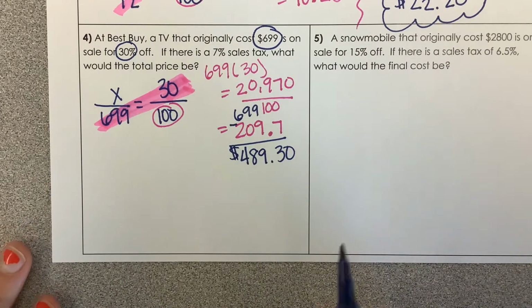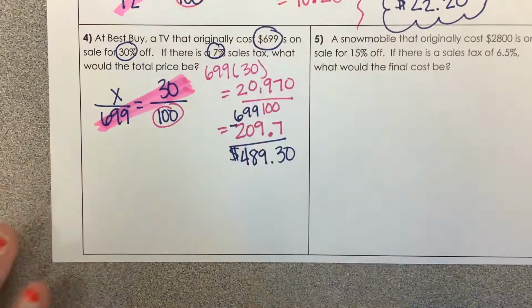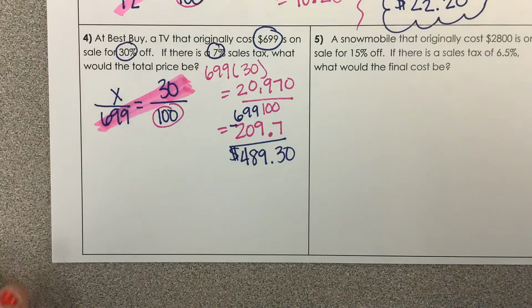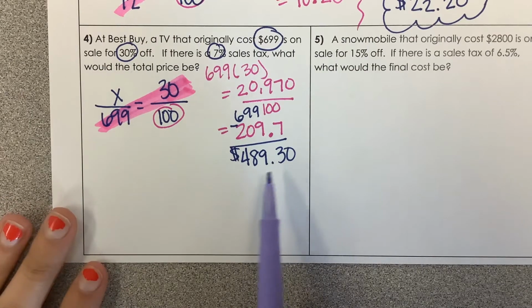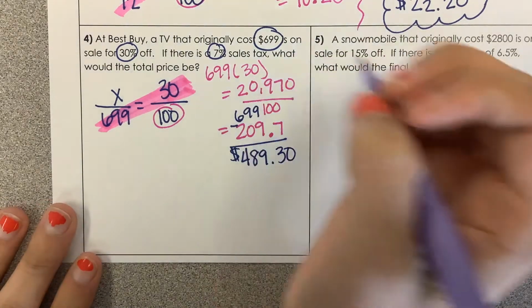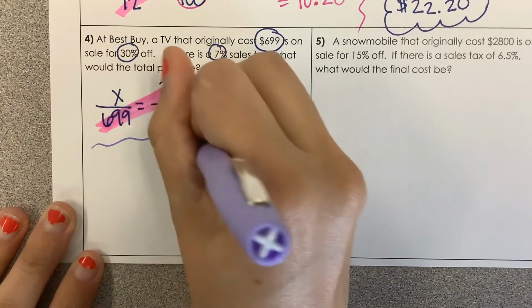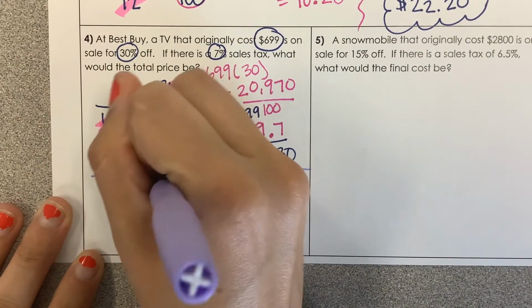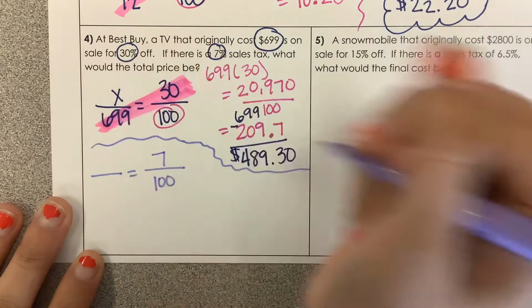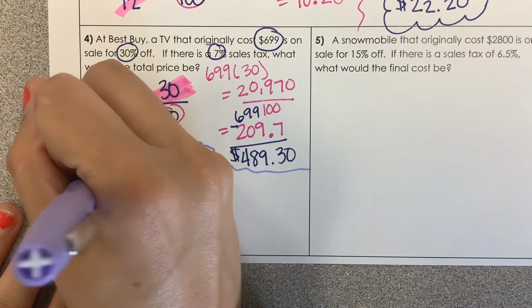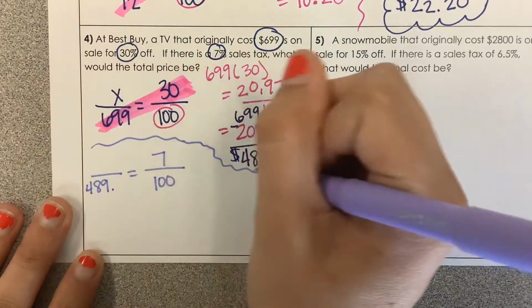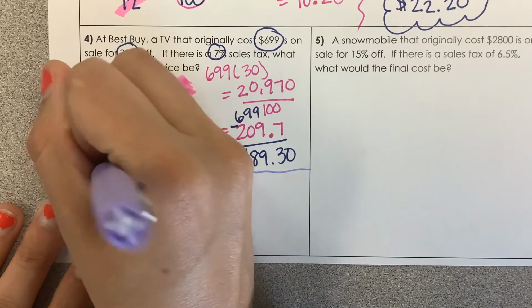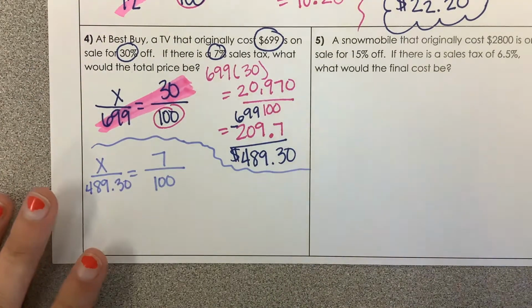But then you actually have to go to the register and add on a sales tax. So we are going to add on a sales tax to that new price of $489.30. We're only paying taxes on what we are actually paying, so on the discounted amount. So we are going to set up a proportion here. We want to know what is 7% of our new total, $489.30. What is that going to be?